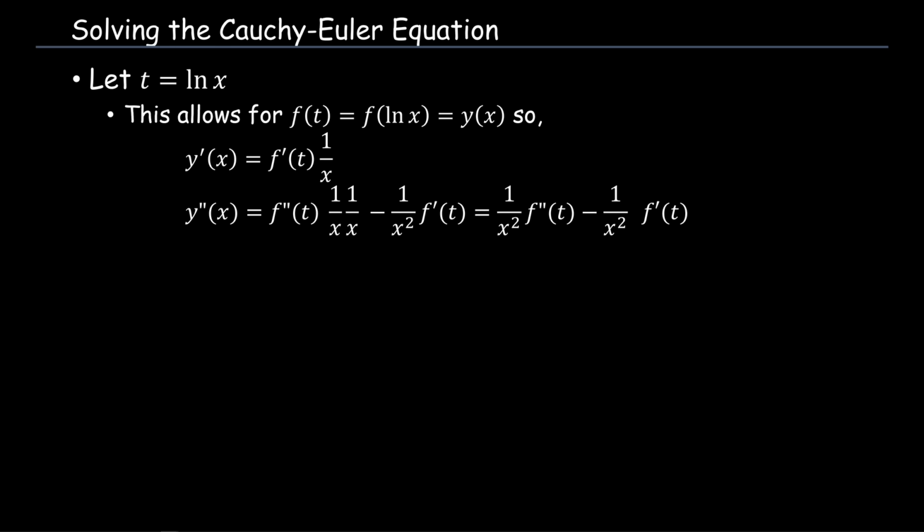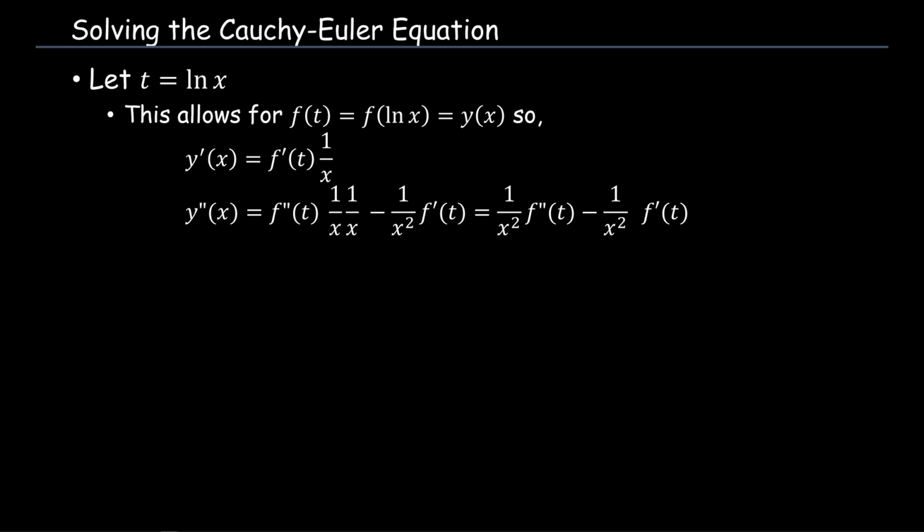And so if we let y of x equal f of t, which is f of natural log of x, then we can take the derivative of y of x, leaving us with y prime equal to f prime of t times 1 over x, because we're using the chain rule. And then y double prime will be f double prime of t times 1 over x times 1 over x, minus 1 over x squared times f prime of t. This one uses the product rule and the chain rule. If you simplify that a little further, you have 1 over x squared times f double prime of t minus 1 over x squared times f prime of t.